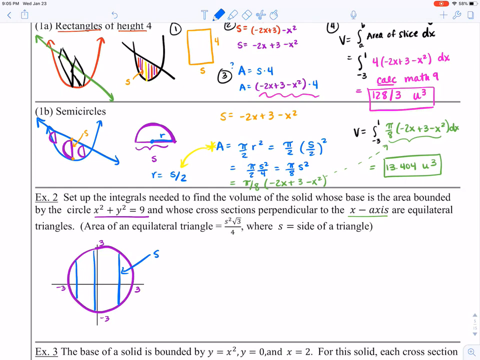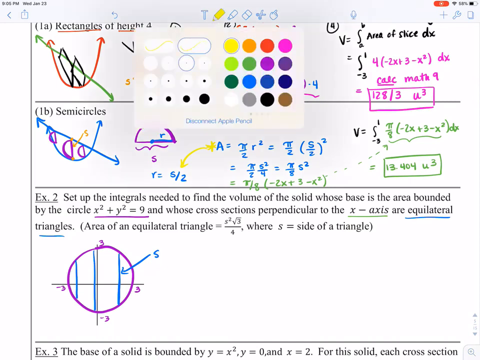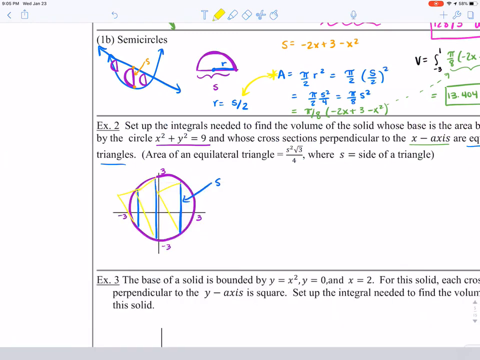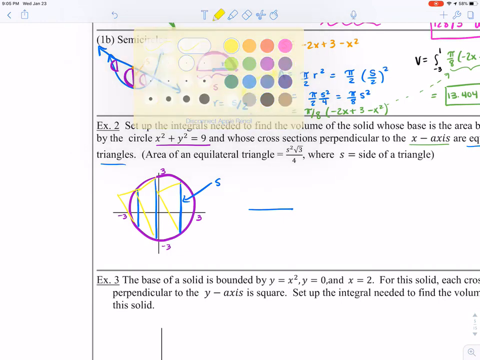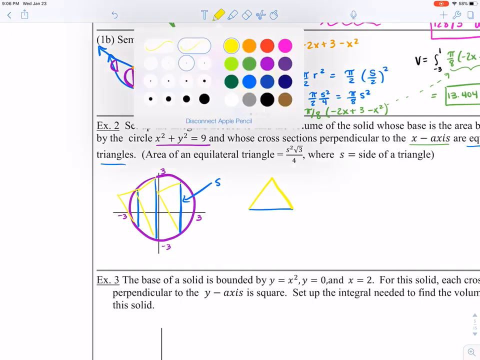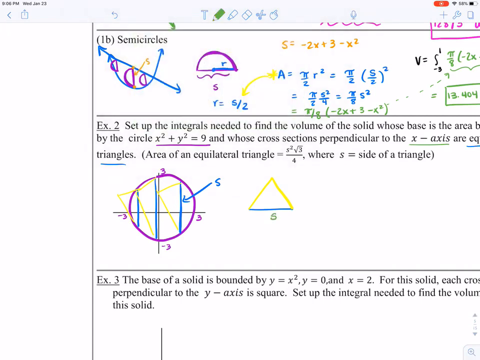And this time we're going to do equilateral triangles. So in your head, you're imagining these triangles kind of projecting up off of the page here, okay? Now if I orient these sideways, this is S, and there's my triangle kind of sticking up off of the page. And because these are equilateral, this is S, and this is S, and this is S, because all the sides are the same, okay?